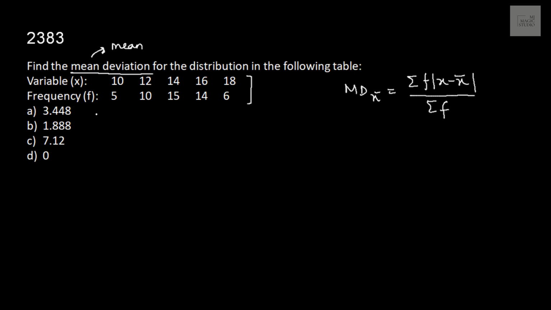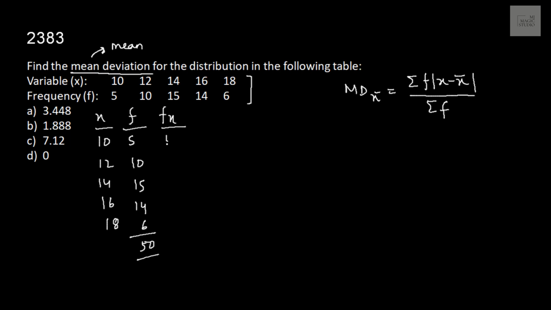This is x and this is f. x is 10, 12, 14, 16, 18. Frequency is 5, 10, 15, 14, 6. Total frequency comes down to 50. First of all, we need x bar. For x bar, we need f into x.